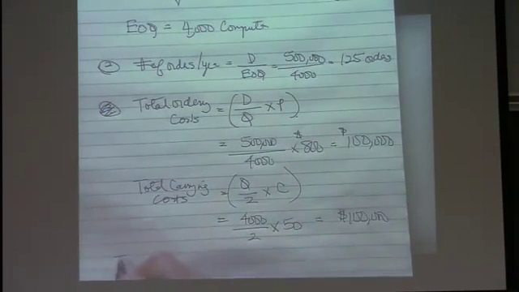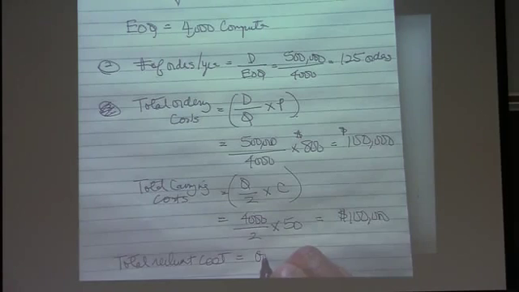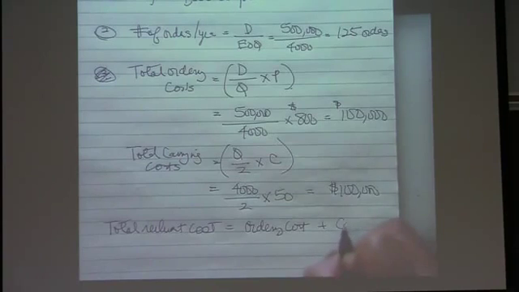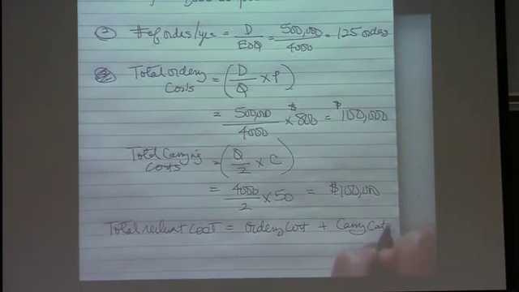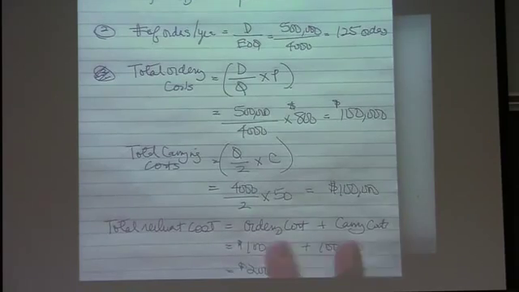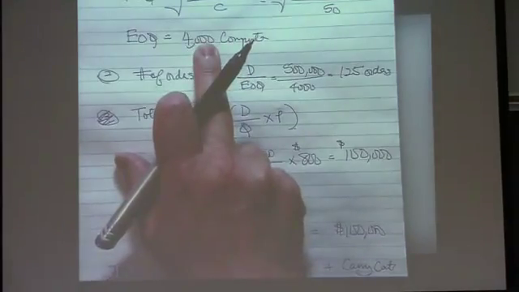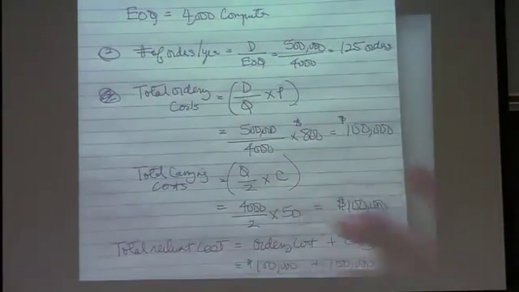So total relevant cost equals ordering cost plus carrying cost. Now, it's no surprise that these two are equal. These two are only equal at the EOQ level, at the 4,000 computer level. That's the only time these two are equal.